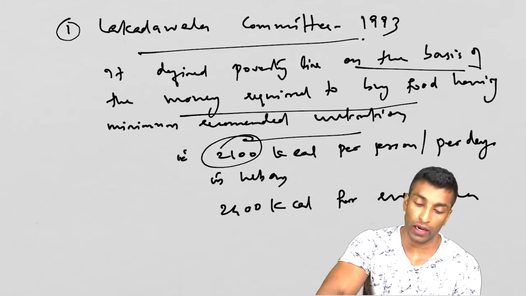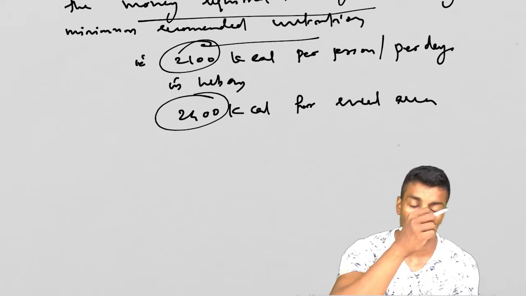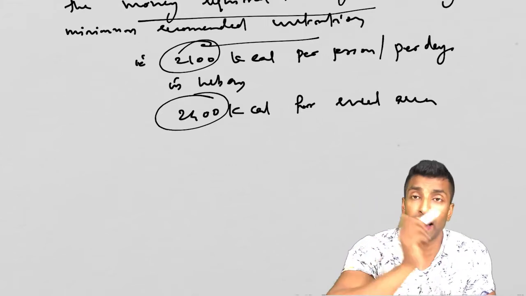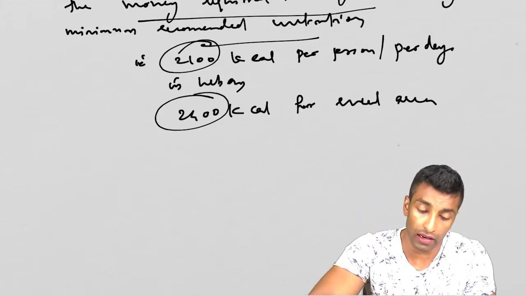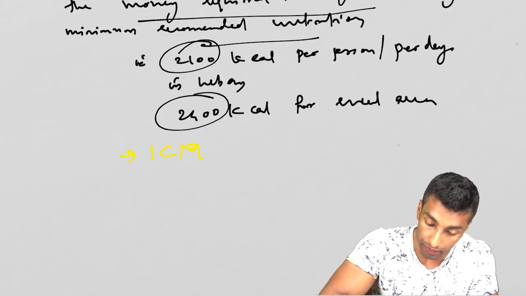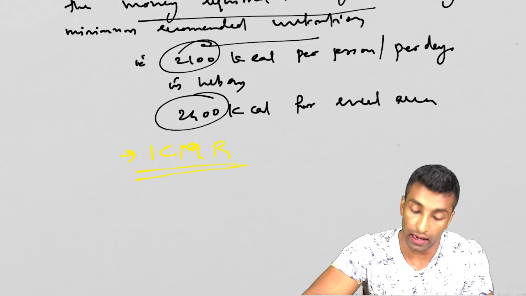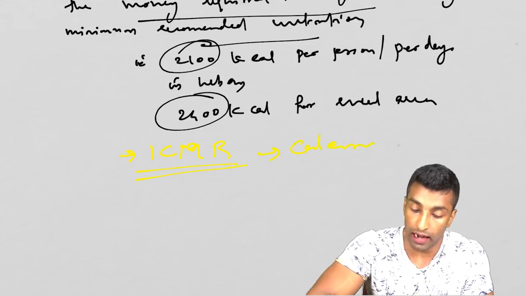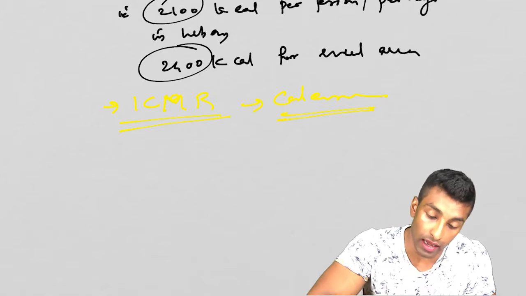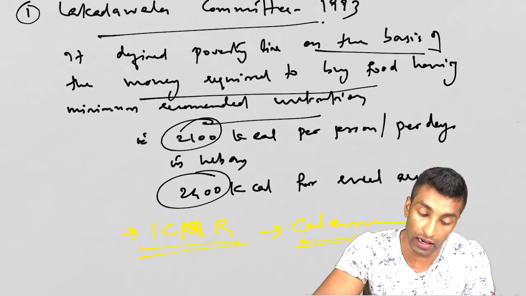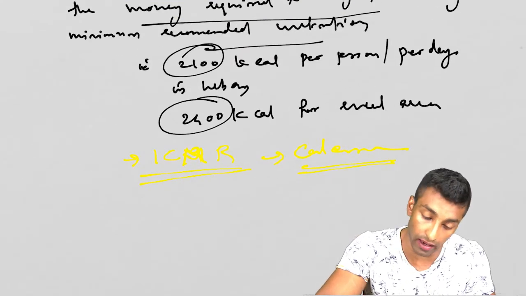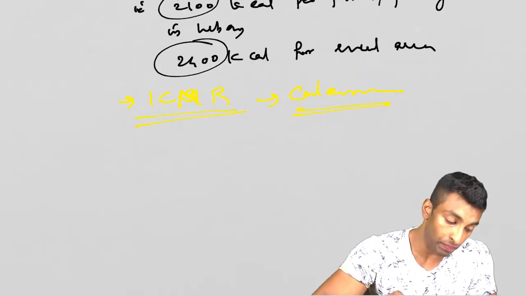Why this difference between rural and urban, 2100 and 2400? More manual work, more physical work is done in rural areas. Okay, now who suggested this calorie recommendation? Is it actually suggested by the Lakdawala Committee? No, these calorie recommendations are suggested by ICMR, the Indian Council of Medical Research. So the ICMR recommended this. On the basis of that, the Lakdawala Committee defined the poverty line on the basis of calorie intake, 2100 in case of urban area and 2400 in case of rural area.